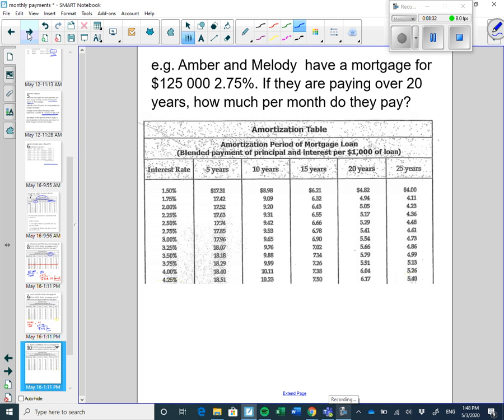One last example. Remember, you're using this amortization table. Amber and Melody have a mortgage for $125,000 at 2.75%. These folks are paying over 20 years. How much per month do they pay?